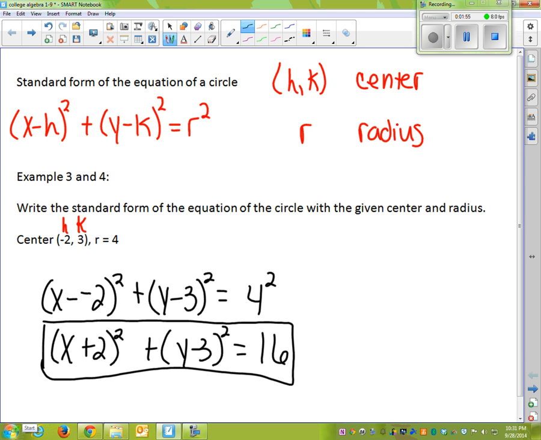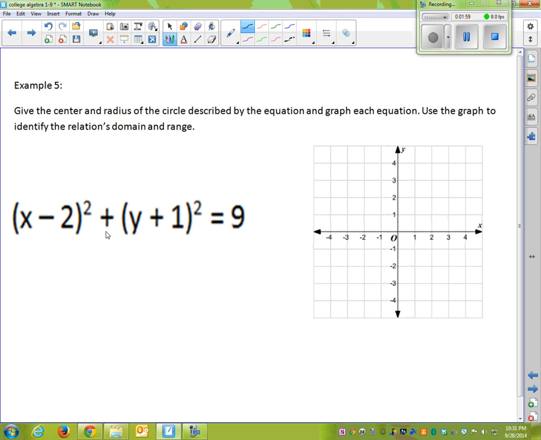In our next example, we're given the equation of a circle. We need to come up with the radius, the center, and then use those to graph. So right up above here, I'm going to write the standard form: (x minus h) squared plus (y minus k) squared equals r squared. So in my standard form, I have a minus sign within each group of parentheses.